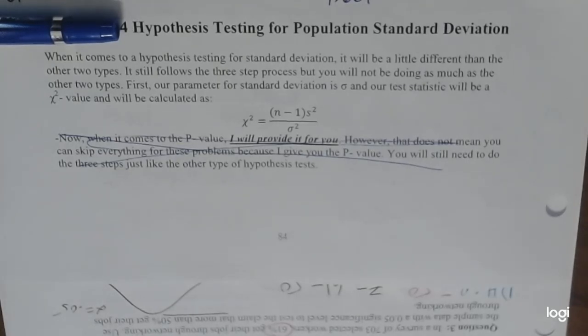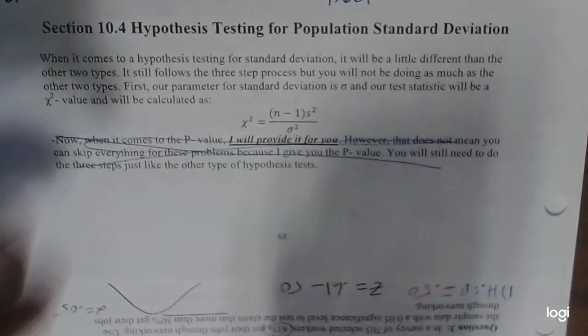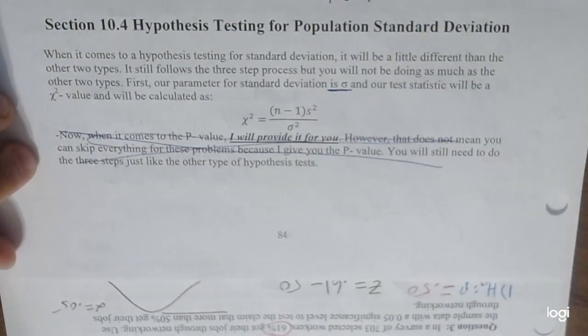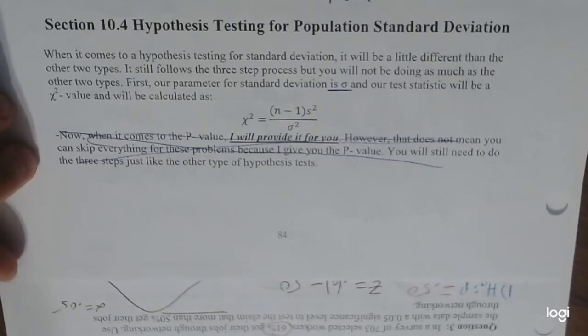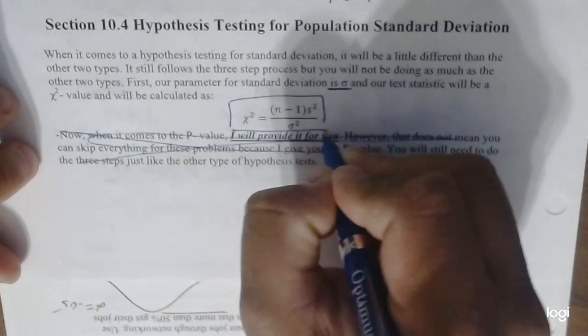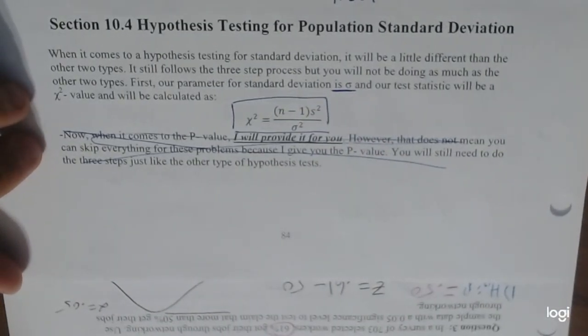So when it comes to hypothesis testing for standard deviation, very little is different, like I said before. It follows the same exact process, except we're using chi-squared instead, and our parameter is going to be sigma, because we're doing a population standard deviation. This is actually a little easier when it comes to finding the test stat. There are no square roots; we're just squaring a lot of stuff. So this is our test stat for the chi-square distribution.